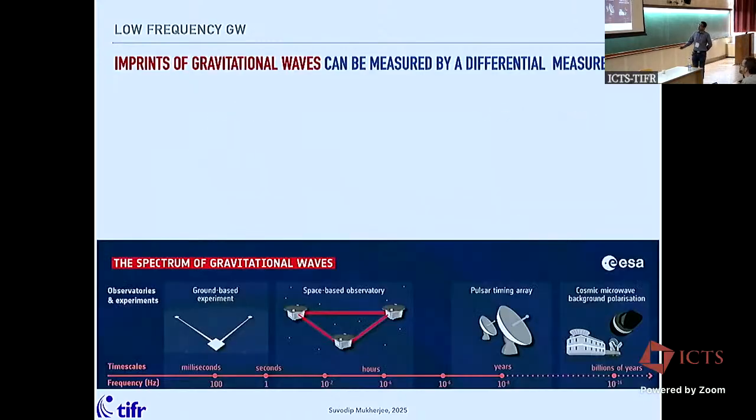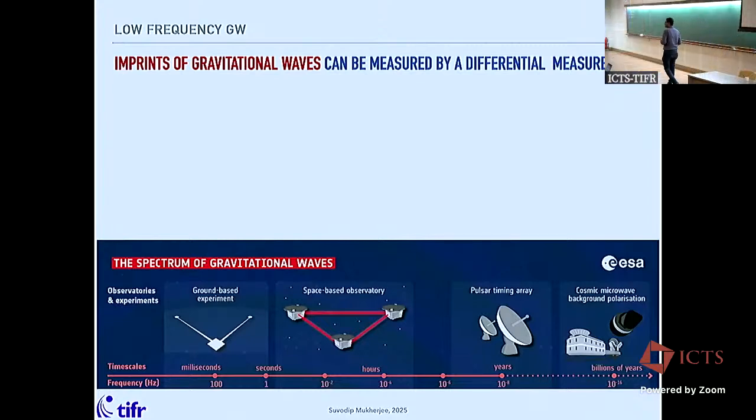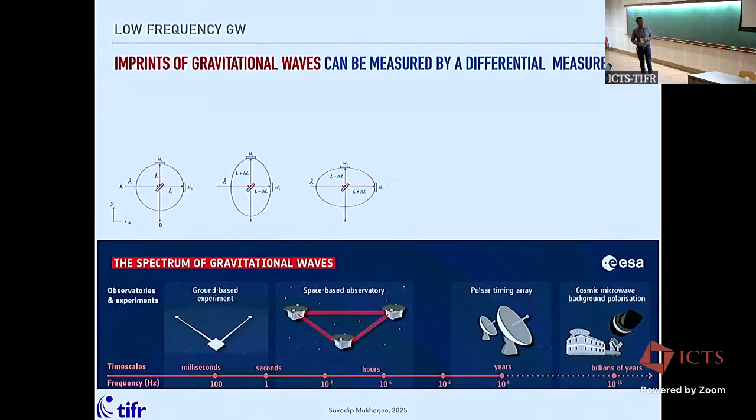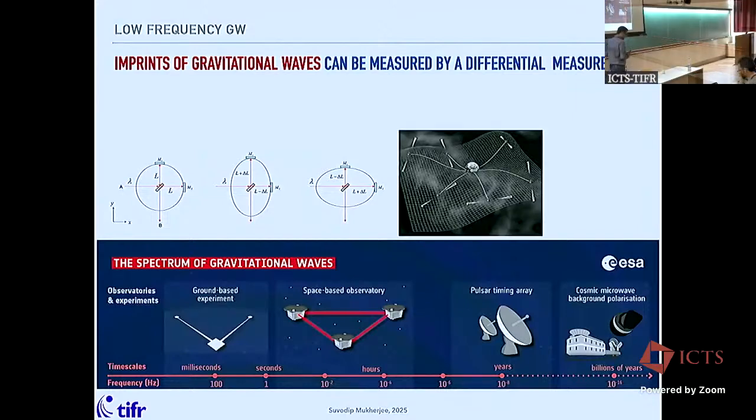So when I talk about imprints of gravitational waves, the key concept is a differential measurement. It's not a measurement at a point or at one time. It's a differential measurement. We go by making a measurement differential in space. You have possibly heard already about the mechanism we use in LIGO-Virgo-KAGRA, in LISA, in PTA. Ultimately, it's a measurement differential in space or differential in time.